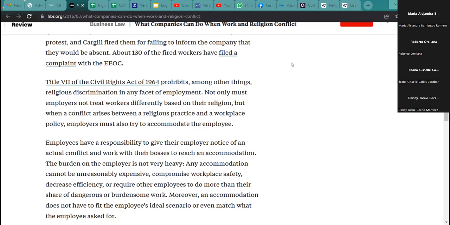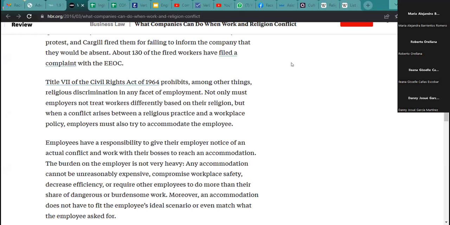So that is it. It's very interesting what it says. Employees have a responsibility to give their employer notice of an actual conflict and work with their bosses to reach an accommodation. So yes, maybe because they were immigrants, sometimes they are not able to understand these kinds of things. But what they had to do in this situation is to create a memo or a request. Everybody has to sign that request and provide that to the employer. And if the employer says, no, we are not going to do anything about this, then they can go to the department that regulates this, the EEOC. So they will be able to try to reach something that is good for both.